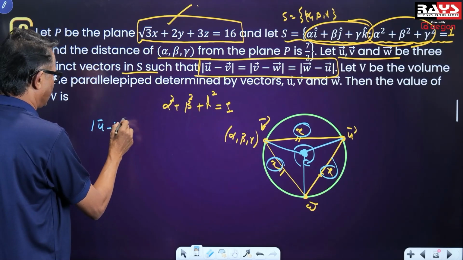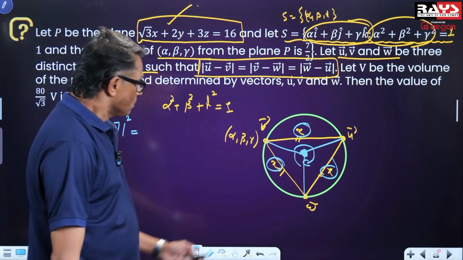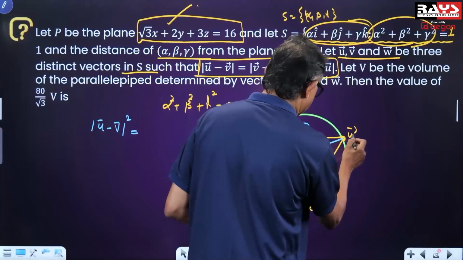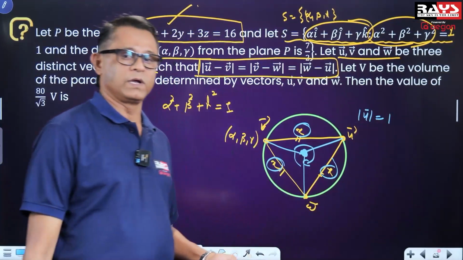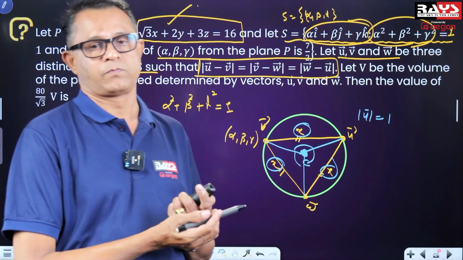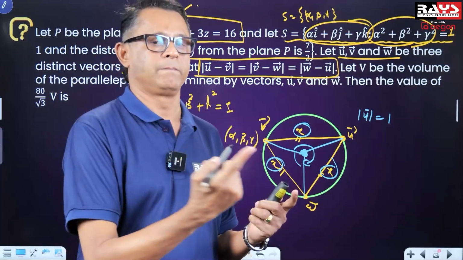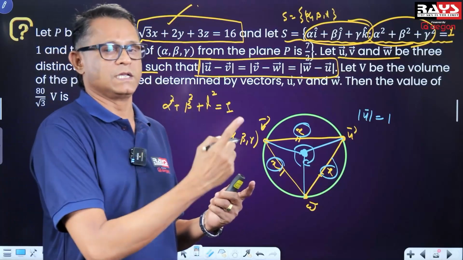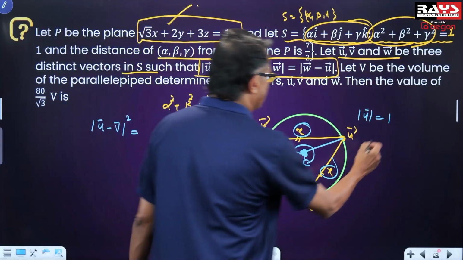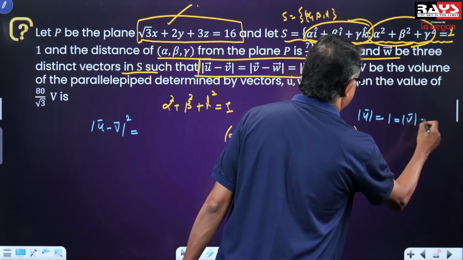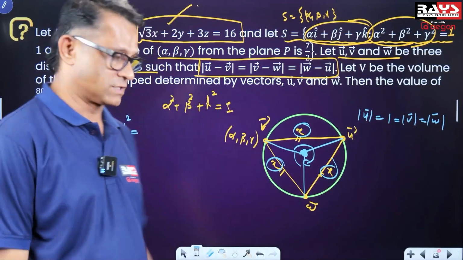Mod u minus v. What is mod u minus v square? See, u is a point on the circle, so modulus of u is 1, because u, v, w are points of the sphere, and consequently they become points of the circle, because the circle is obtained from the sphere. So mod u equals 1, similarly mod v equals 1, and mod w is equal to 1. u, v, w are unit vectors.